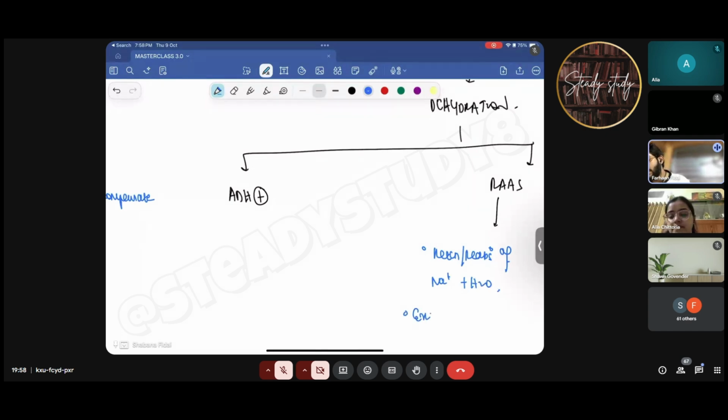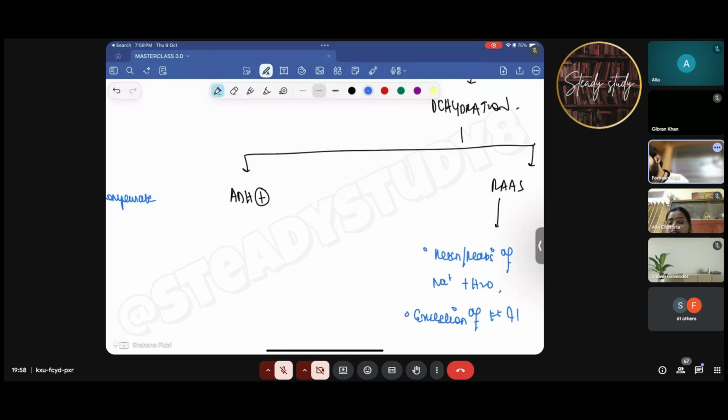And second is excretion of potassium and H plus. Very simply, the patient has dehydration, so RAS got activated. Why? Because you want to save water, since the patient is dehydrated. In the kidney, in the nephron, wherever sodium goes, water follows. So if I have to pull water in, I have to pull sodium in. That's it. As simple as that.